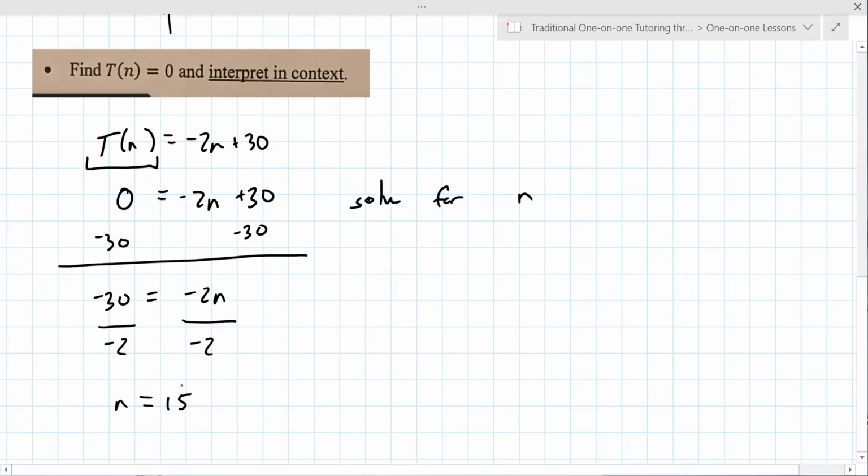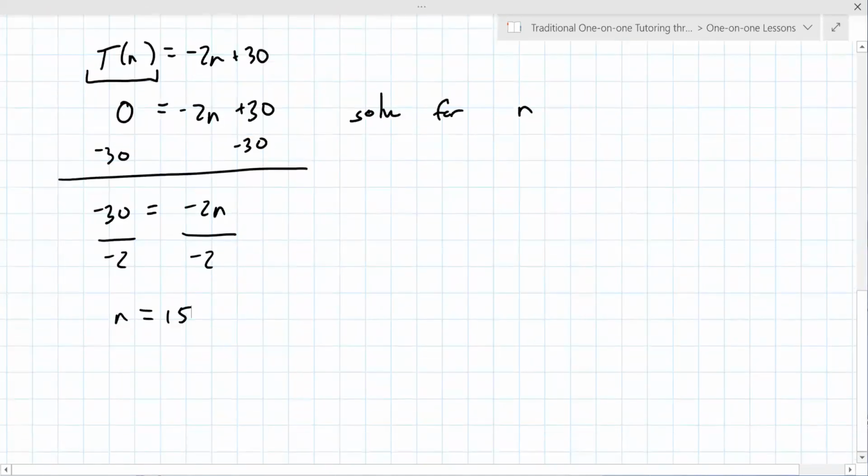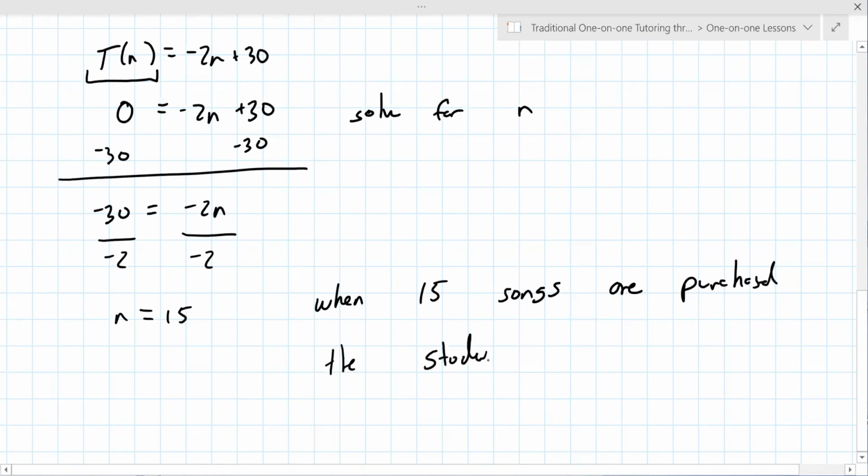Now, what does it mean when n is 15? What does n represent? I mean, I guess your bank account. No, no. You got to go back to the question. You got to go back and say, well, what does it say that n is? N is the number of songs purchased. So how many songs did the student purchase? Oh, they bought 15 and therefore they have no more money. That's right. So it's a sentence. When 15 songs are purchased, bought, whatever, the student's account is 0.